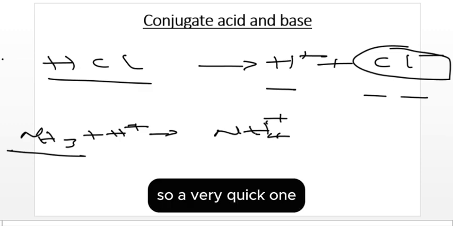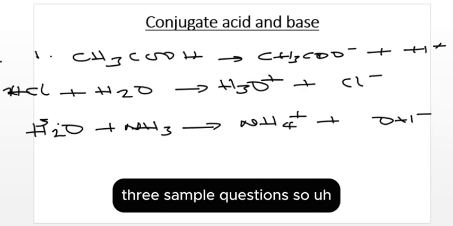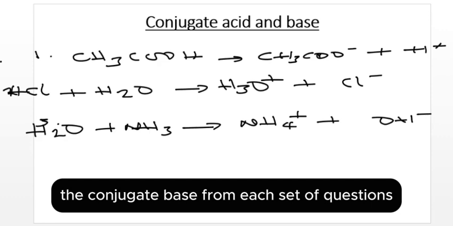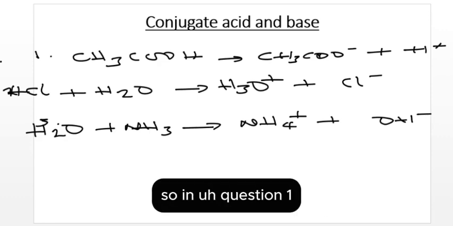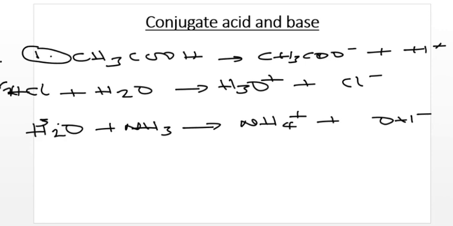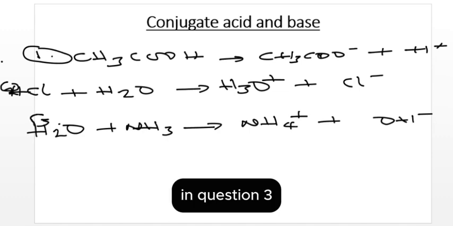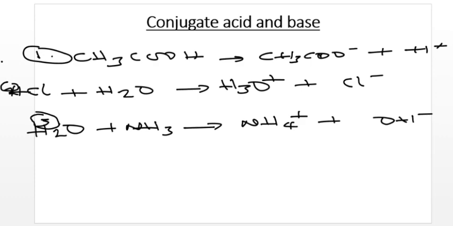So a very quick one. These are 3 sample questions. We'll give you probably 2 minutes to identify the acid, the conjugate acid, and the conjugate base from each set of questions. In question 1, what is your conjugate acid? In question 2, what is your conjugate acid and base? In question 3, what is also your conjugate acid and base?